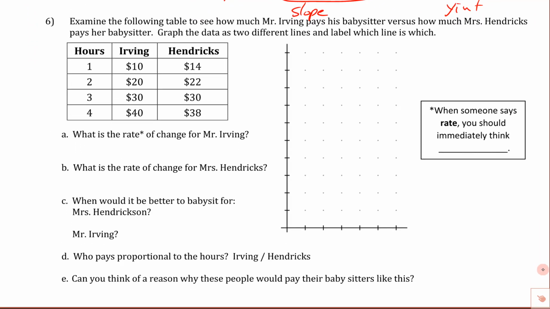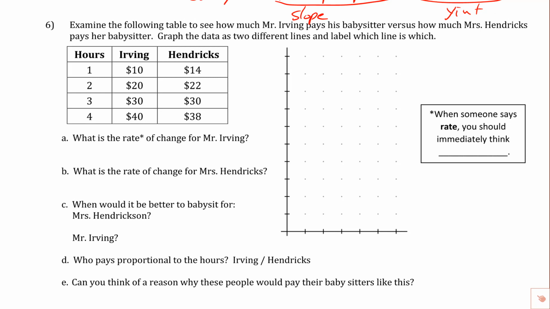This is problem number 6. Again, we're doing part of your assignment right now. It says, examine the following table to see how much Mr. Irving pays his babysitter versus how much Mrs. Hendricks pays her babysitter. Graph the data as 2 different lines and label which line is which. So I'm going to circle that one in red, and I'm going to do this one in blue.